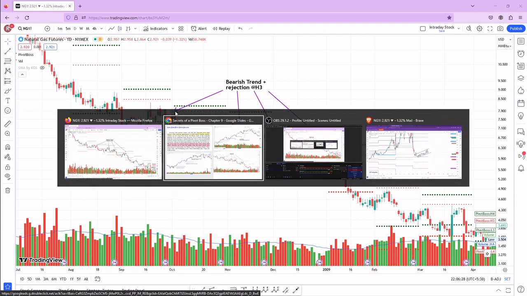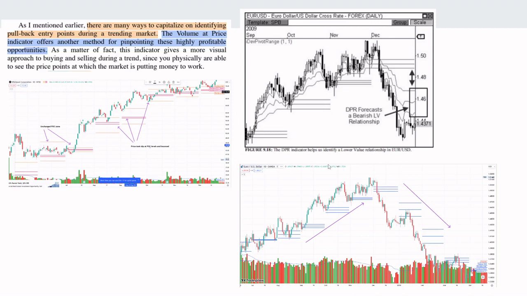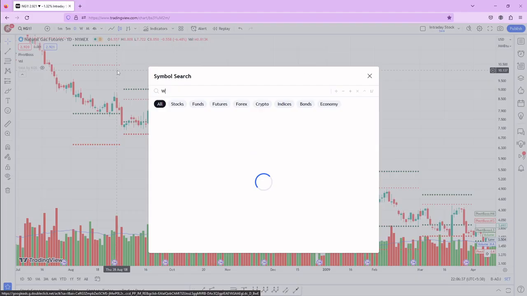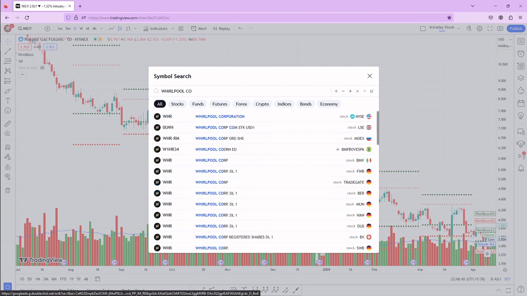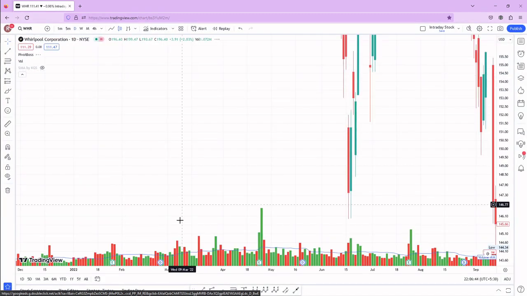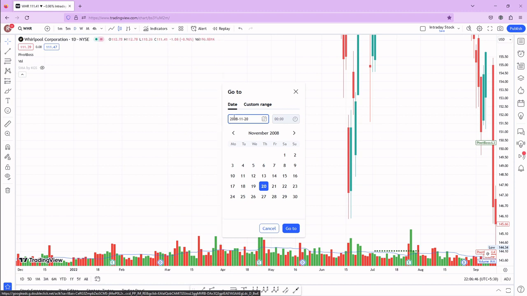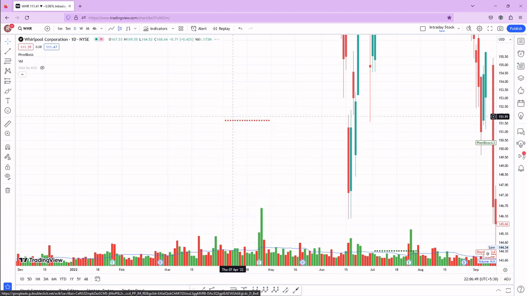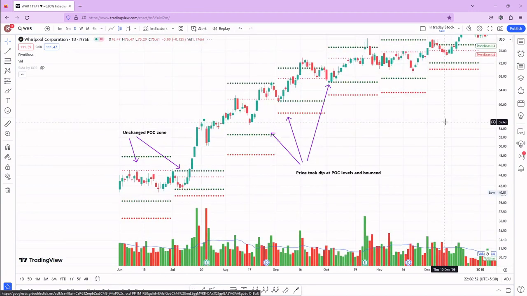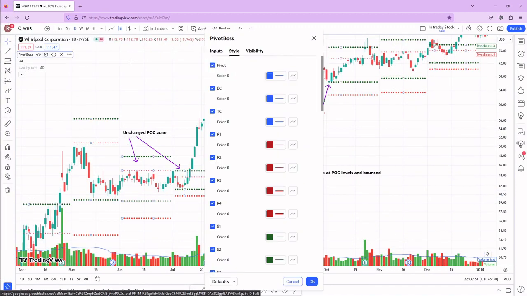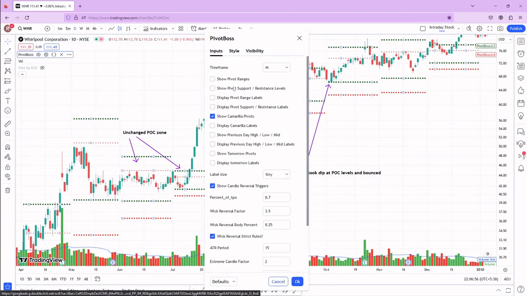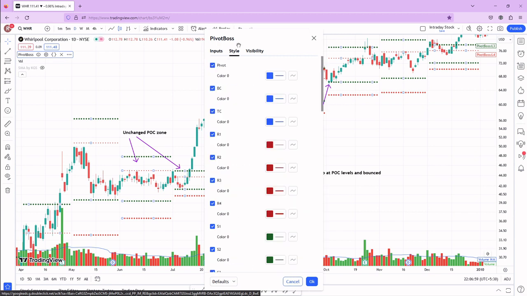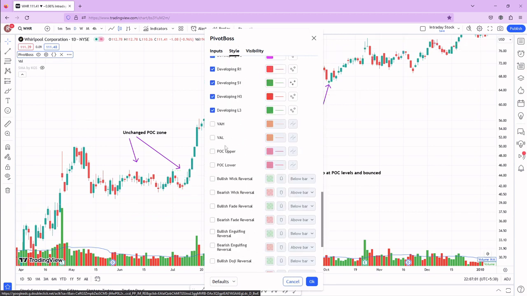Clear? So now we are going to see one example. One example with Whirlpool Corporation where volume point of control plays a major role. Now let me go to Whirlpool Corporation. Okay, in 2009 again he is taking that zone only. Okay, this is 2009. Now let me choose only the volume pivot zone, volume point of control, and let me remove all others.